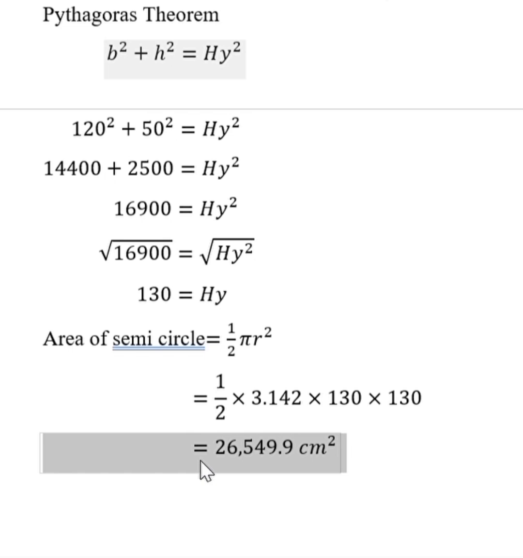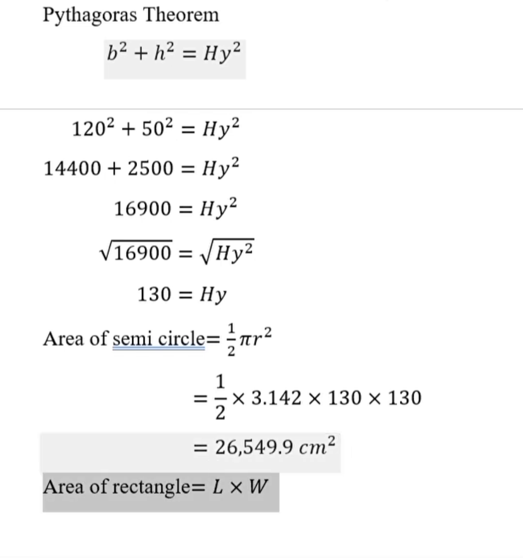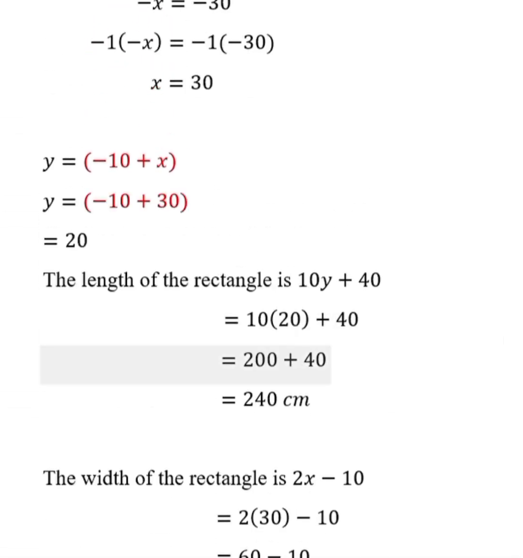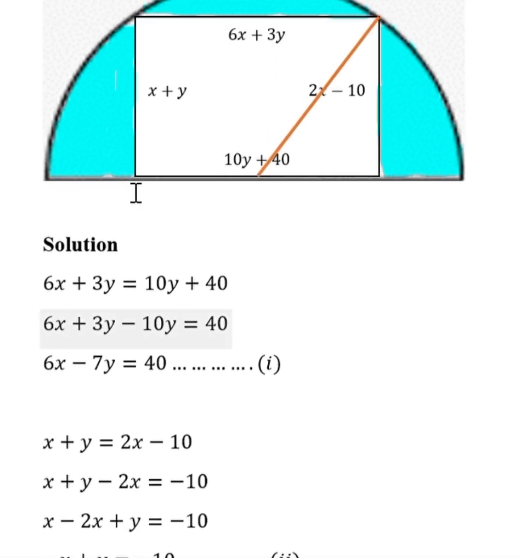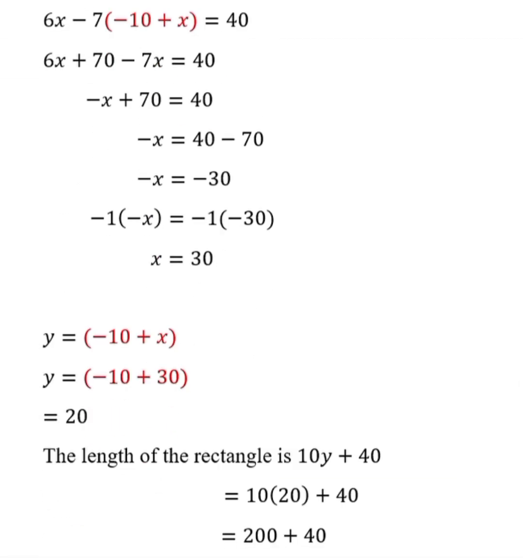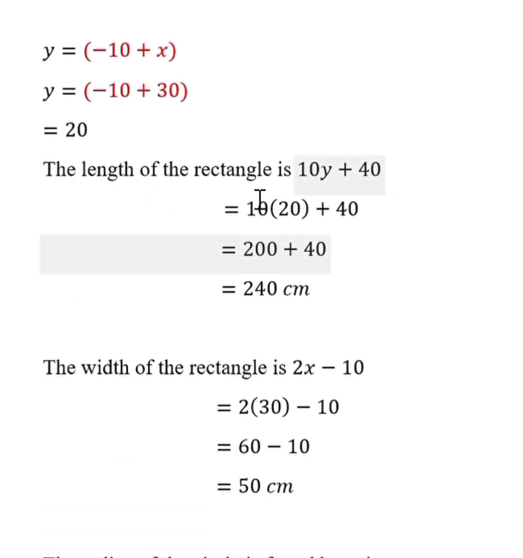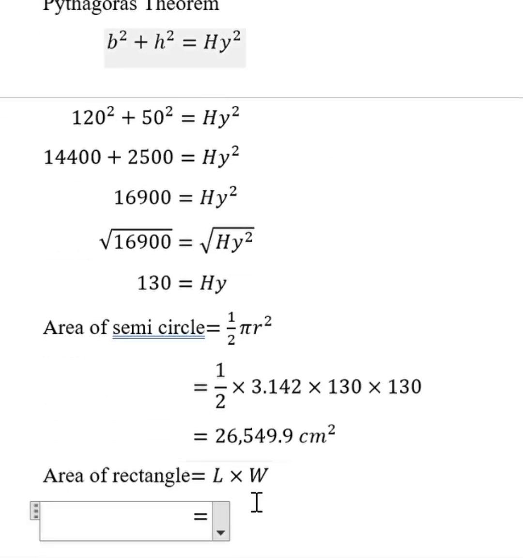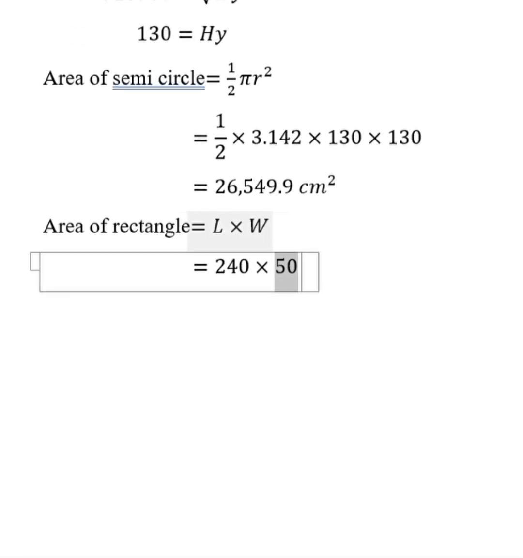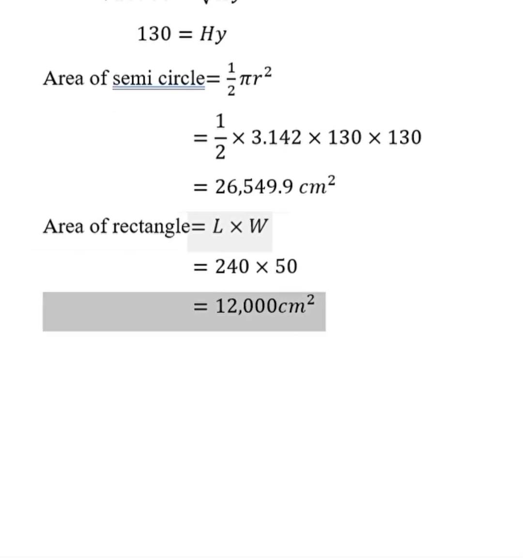Then the rectangle. What about the area of the rectangle? Area is given by length times width. Our length is actually 240. The actual distance from here to here, not 120. It is the actual distance from here to here, which is 240. We had calculated it somewhere here. The length of the rectangle is 240 and the width is 50. So we shall say area is equal to the length, which is 240, times width, which is 50. If you do that, you get 12,000 square centimeters.